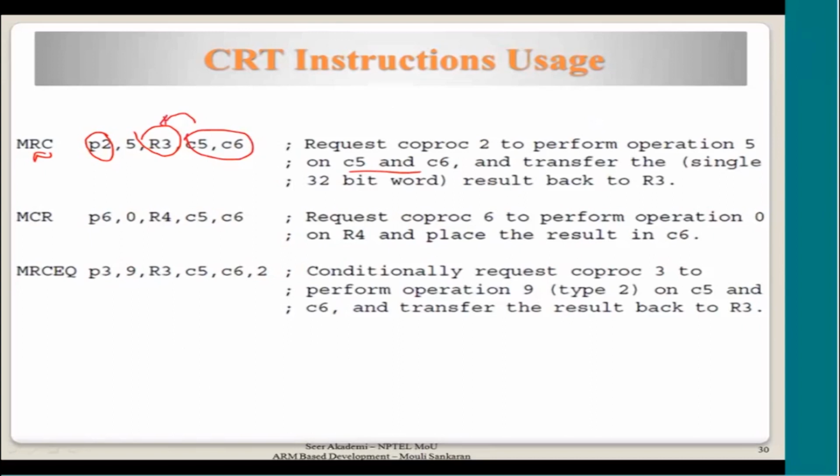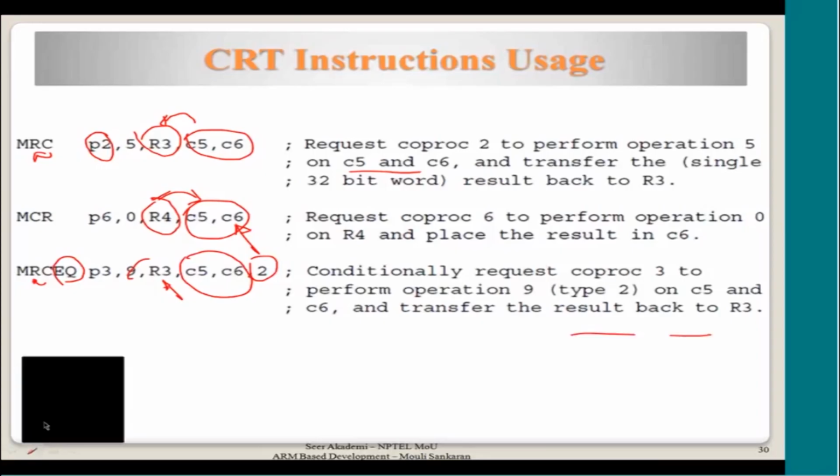Now what is MCR? Move R4 into this, okay, and then use both operands to do some operation based on the value that came into it and then write into C6. Okay, so whatever value is read from R4 you do this, and then if this condition is 2, transfer the coprocessor to register. Okay, operation is 9 and then type is 2 and it is written into R3 and use both C5 and C6. Okay, and then transfer the value into R3. That's what each instruction means.